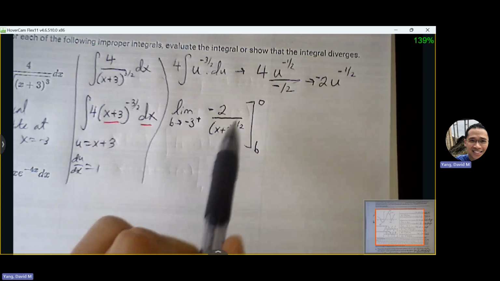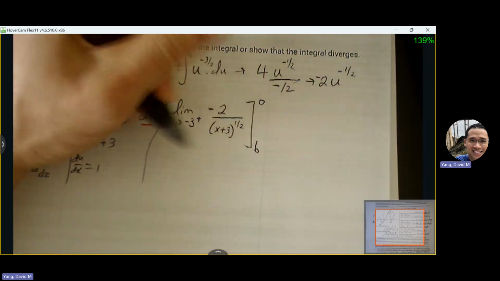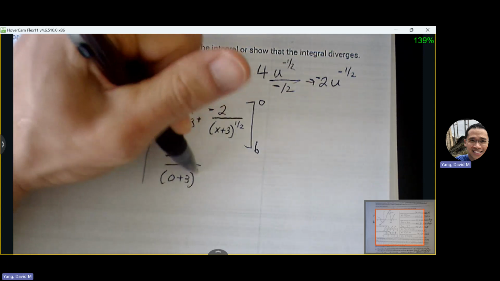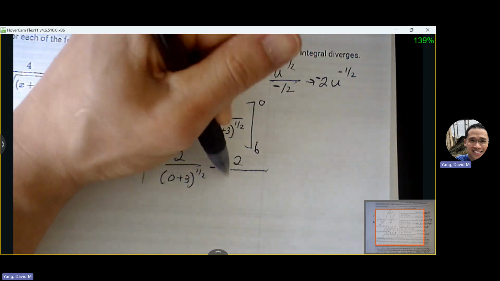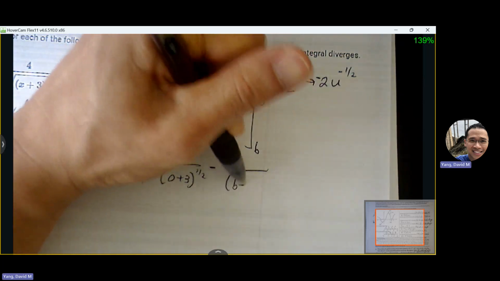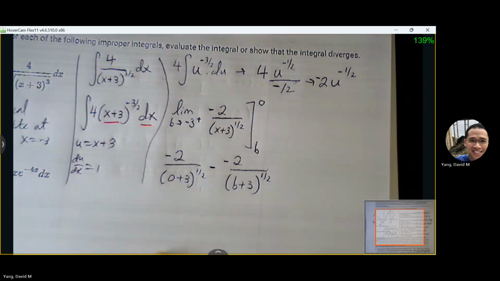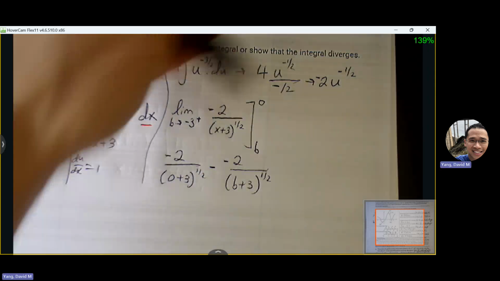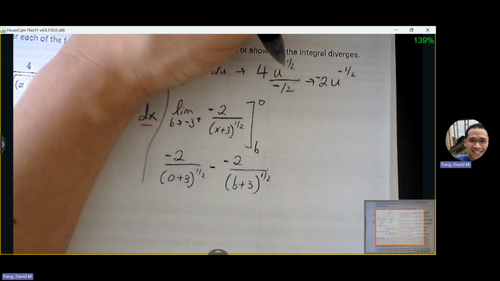And when you evaluate the bounds, you're just going to plug in numbers like you normally would. And let's see what we get. -2 over 0 plus 3 to the 1/2 minus -2 over b plus 3 to the 1/2. Oh, sorry, this should be -8, right? -1/2.